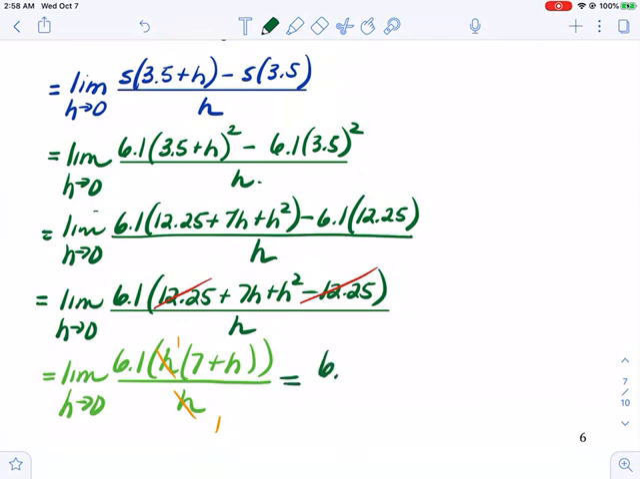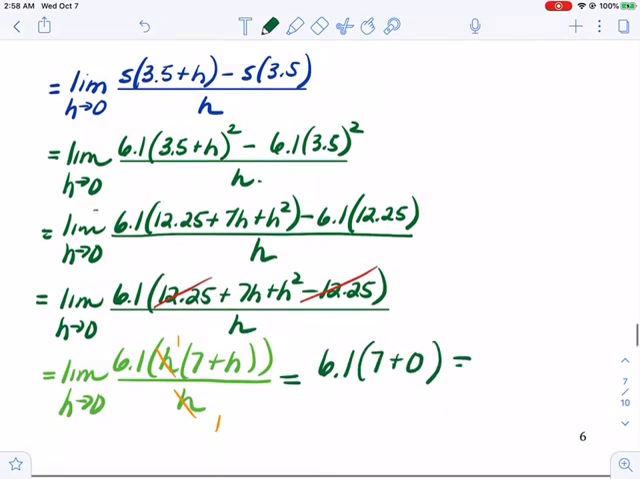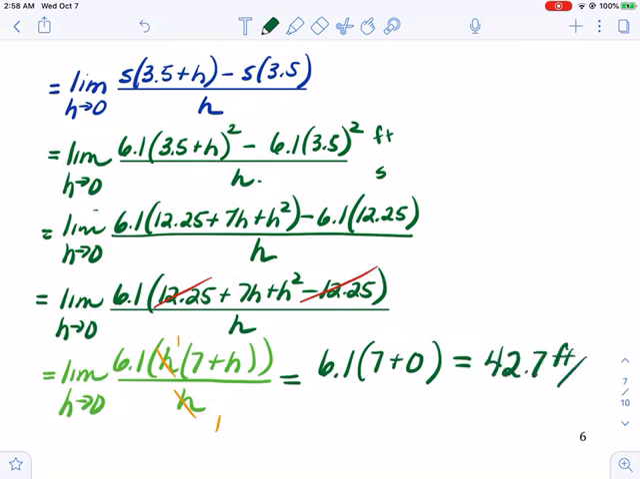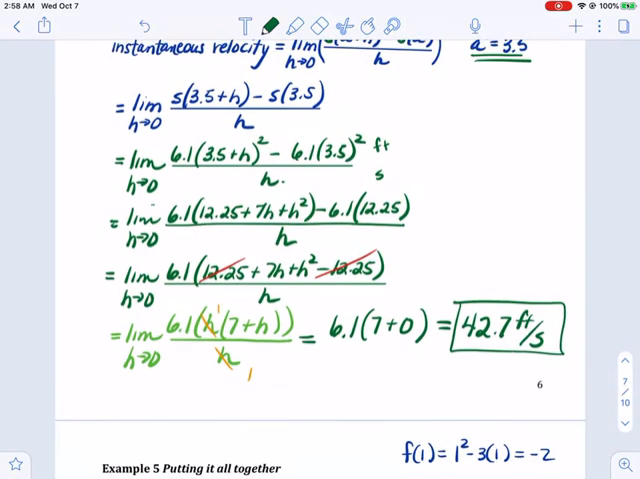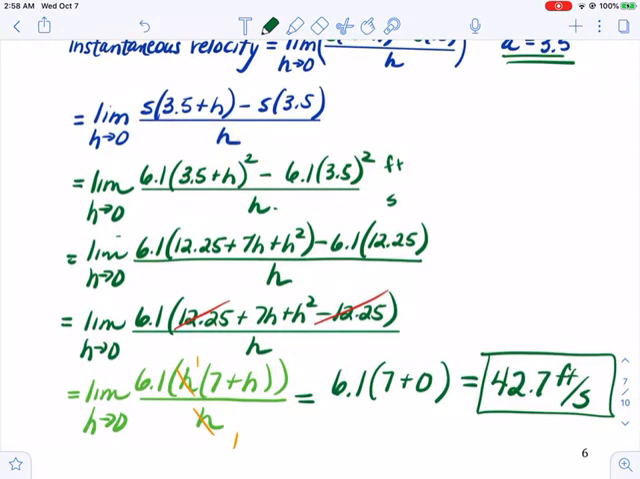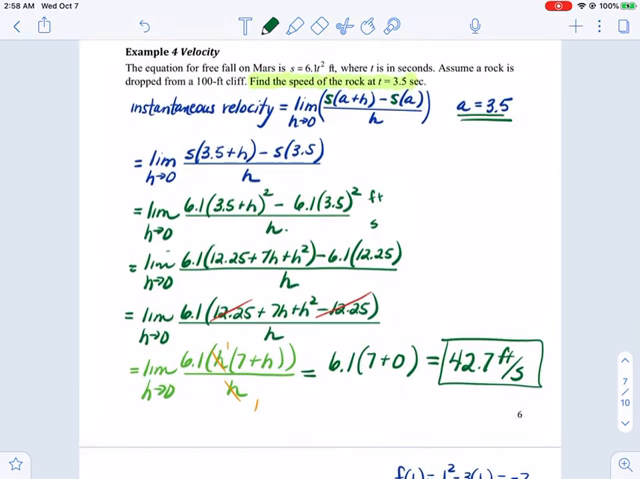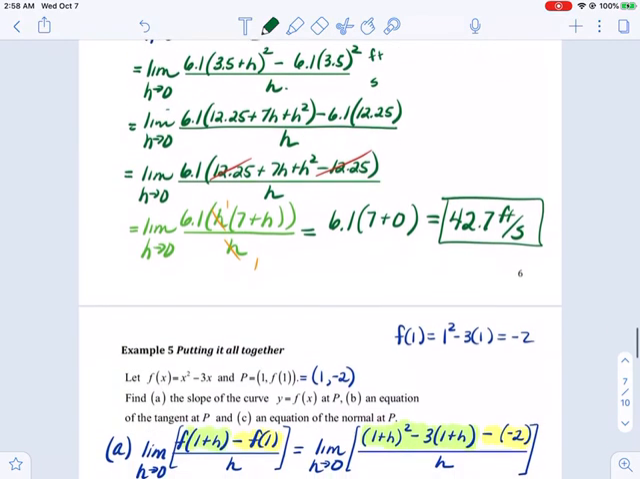I can just go ahead and take the limit now: 6.1 times the quantity 7 plus 0. If I multiply this through, remember you have units on the top and the bottom. The units on the top are feet, and on the bottom seconds. So we get 42.7 feet per second. And that's how fast the object, a rock, is dropping at 3.5 seconds.